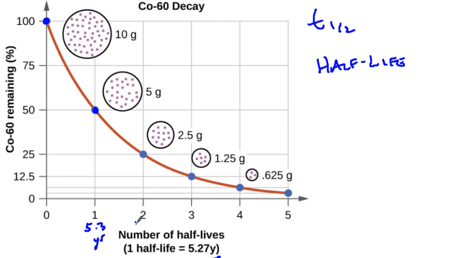At 10.6 years, you can see another 5.3 years, it's down to 2.5. At 15.9 years, you're down to 1.25. At another 5.3, 21.2 years, you're down to 0.625. See what happened? You had 100%, and now it's down to 50%. Then it went down to 25%, then it went down to 12.5%, and so on and so forth.